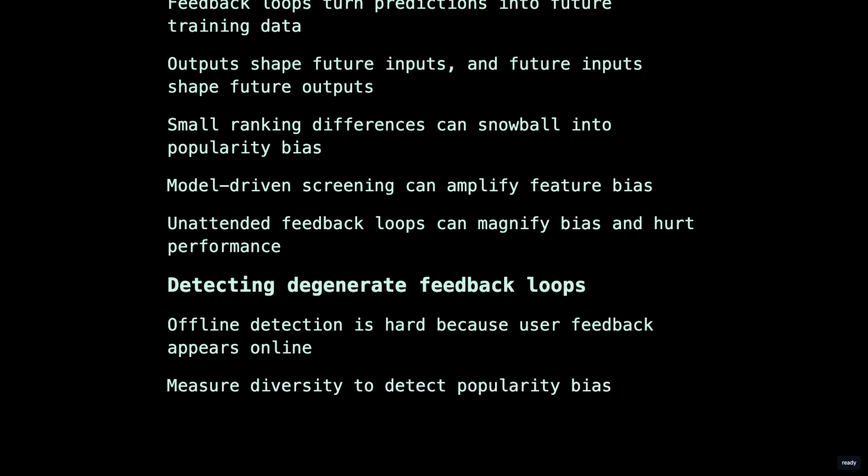For recommender systems, one clue is whether the outputs become too concentrated on a small set of popular items. Diversity metrics, such as aggregate diversity and coverage of long-tail items, help reveal when the system is overfavoring what is already popular.